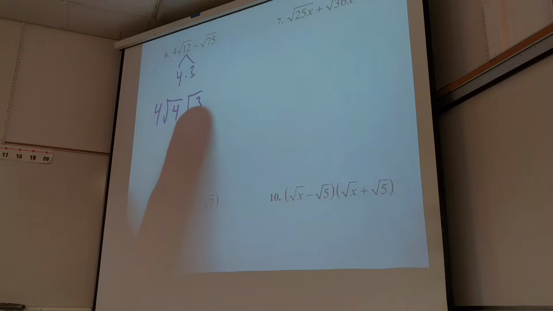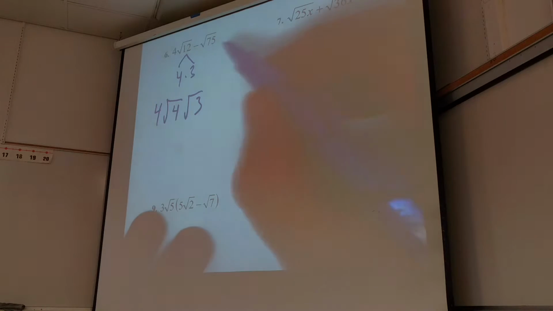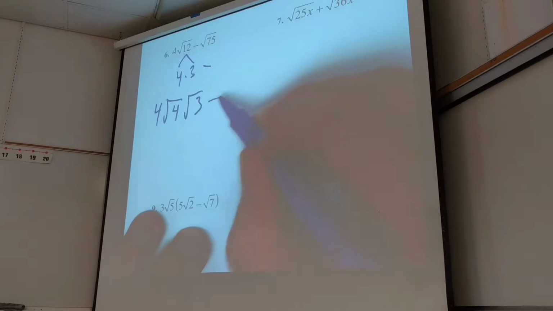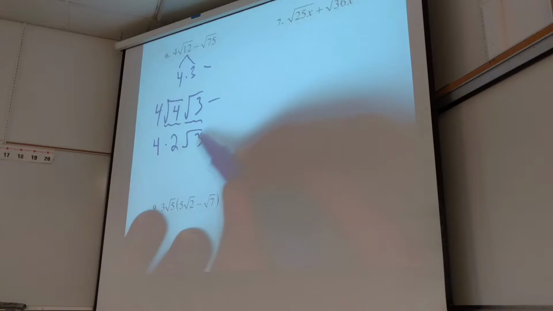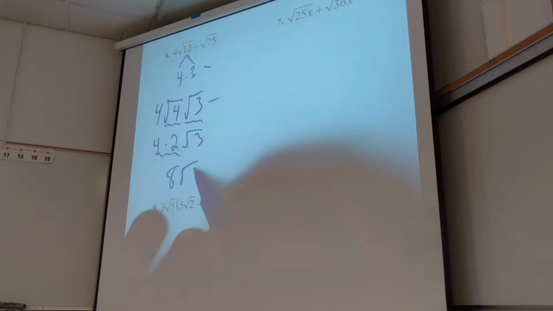What's the operation? Everything's multiplying. So, let's worry about this guy in a minute. Let's finish this guy out. There's a 4. Square root of 4 is? 2. And there's a square root of 3. So there's 8 square root of 3's.